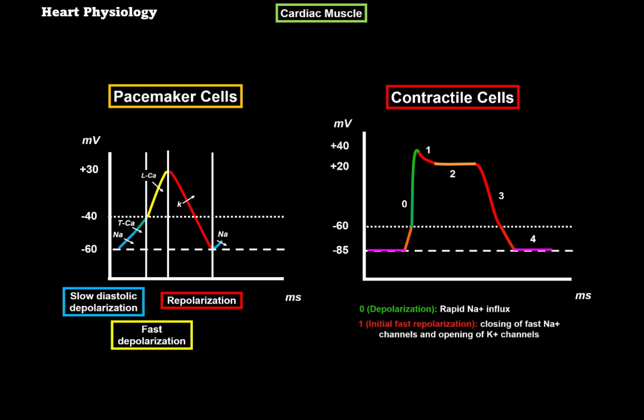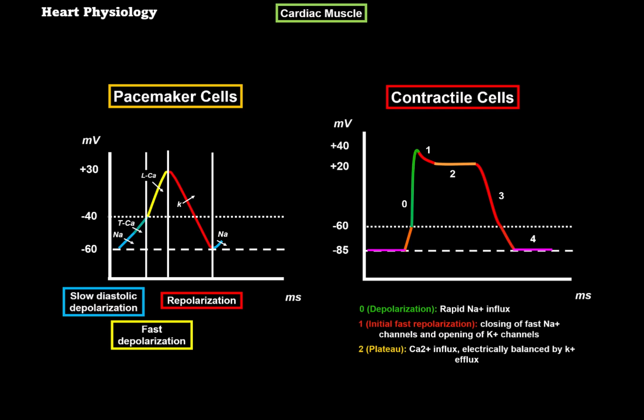Next, phase 1 is the initial fast repolarization, where the fast sodium channels close and potassium channels open. Now we're losing potassium, so we're only losing cations. Phase 2 is the plateau phase, where we are now getting calcium influx, which is electrically balanced with potassium efflux. So we're losing potassium and gaining calcium at a rate at which the electrical gradient is kept constant. And remember, in this phase, the cell is contracting.